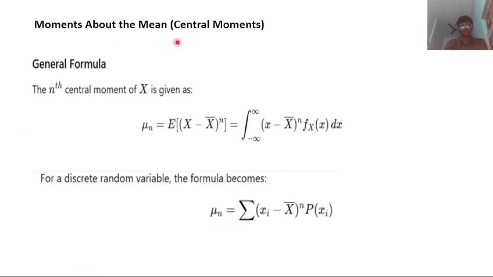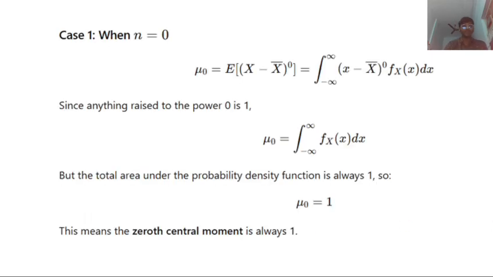Moments about the mean are also called central moments. It is denoted by mu. General formula: the nth central moment of X is given as mu n is equal to E of (x minus x bar) whole power n, equal to integral from minus infinity to infinity of (x minus x bar) whole power n into fX of x dx. For a discrete random variable, it becomes mu n equal to summation of (xi minus x bar) whole power n into p of xi.